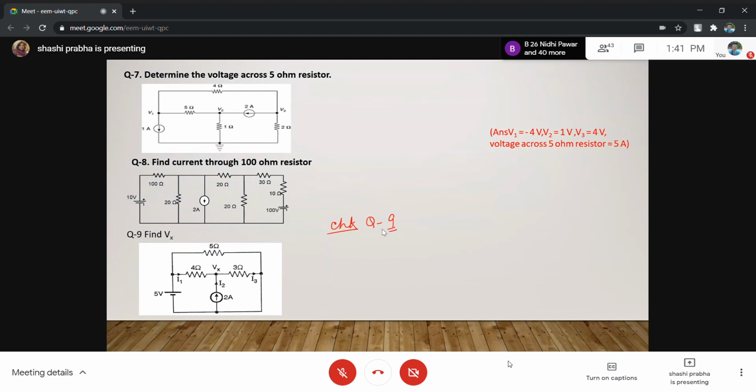Question 9. This particular question has, this is I1, this is I2, this is I3. I call it I4 and I call it I5. ठीक है ना? I1, I2, I3, I4 and I5. What is current I1? I call it V1, I call it V2 and I call it V3. So what is I1? This is V1 minus V2 upon 4. What is I2? I2 is equal to 2 ampere.